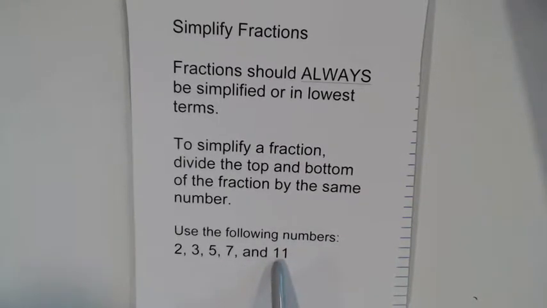If you get to 11, just go to the next prime number, which is 13, but we're just going to use this list right here. So in our notes, we're going to have 2, 3, 5, 7, 11 as our special numbers that we're going to use to simplify any fraction they give us. So let's look at an example.